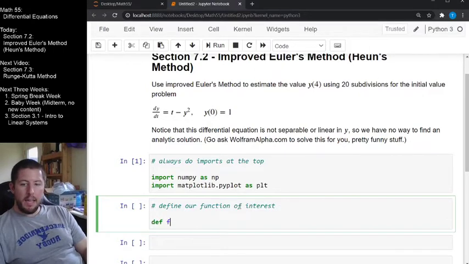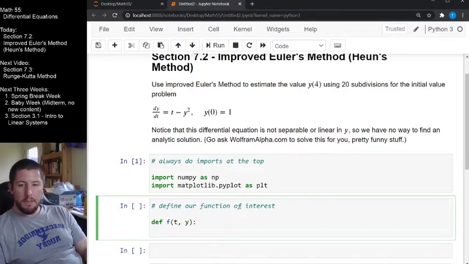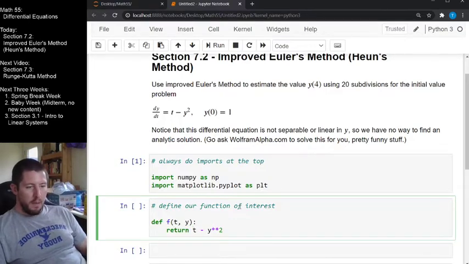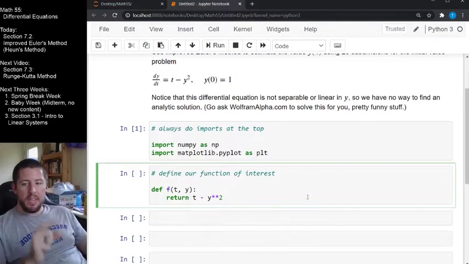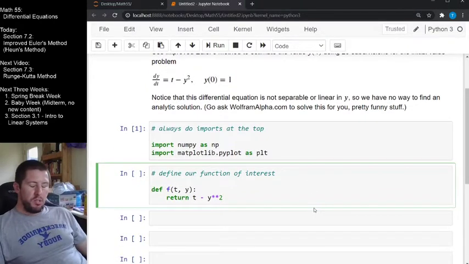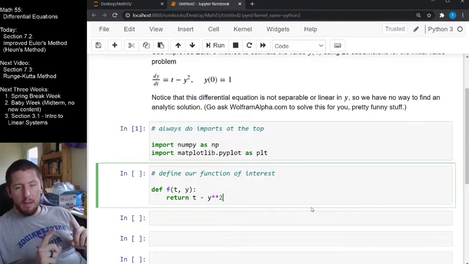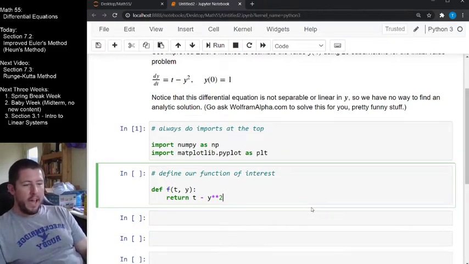Let's go ahead and define our function of interest. In this case, we're going to define f of t, y to be t minus y squared. Oh, we got to do a return to tell it this is the output, not just a computation. Notice that double asterisk is the exponentiation operator for Python, not the caret symbol. The caret symbol is a binary operator, I think it does the XOR operation between two binary numbers. It's not exponentiation. Use y star star 2.